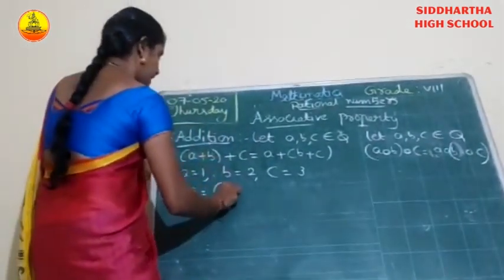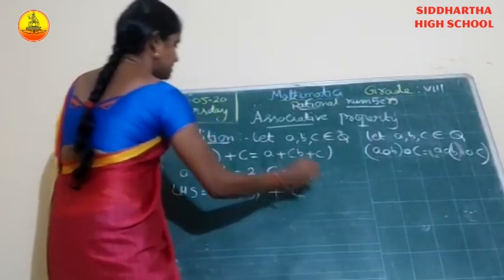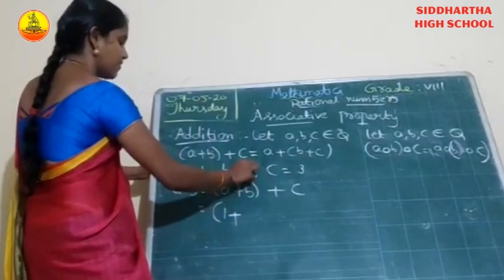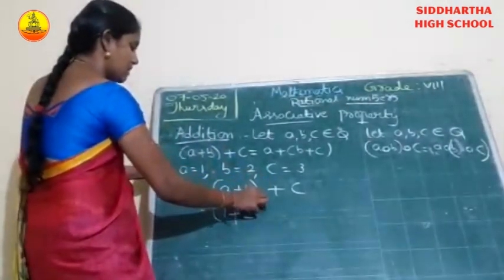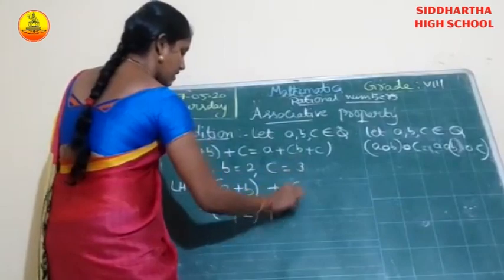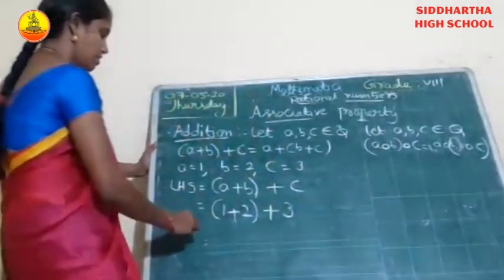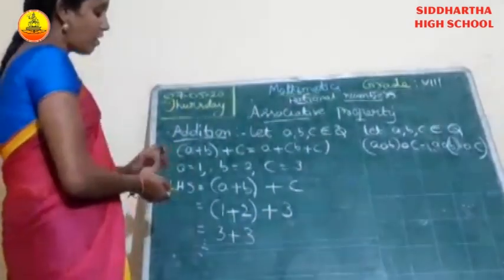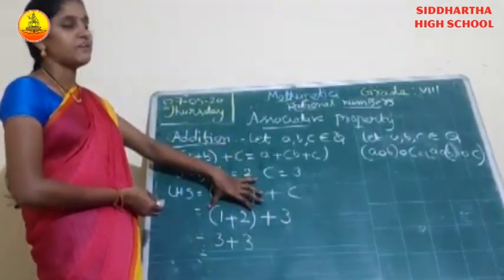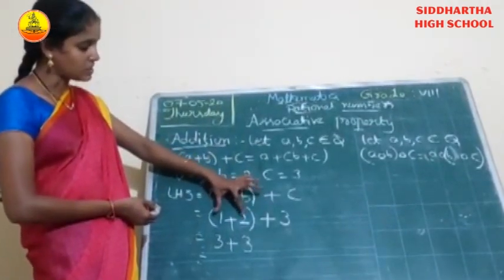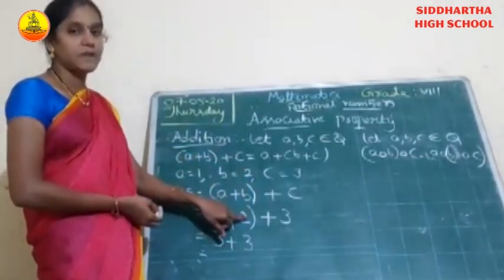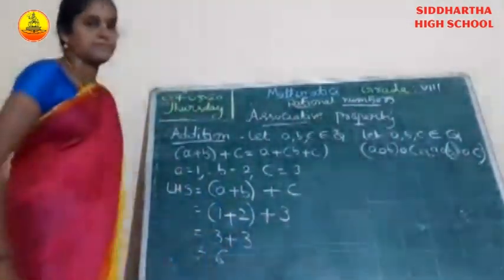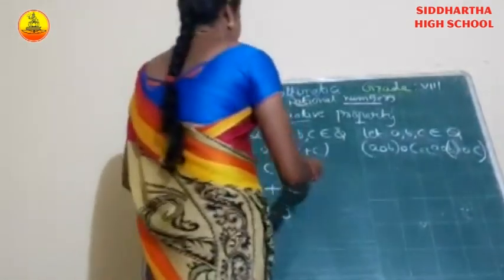What is LHS? (A plus B) plus C. A value how much? 1. Plus B value how much? 2. Close the bracket. Plus C value how much? 3. 1 plus 2 how much? 3. 3 plus 3 how much? First, according to the BODMAS rule, we have to solve the bracket first. What is the bracket here? 1 plus 2 is in the bracket. So I have to solve the bracket first. 1 plus 2 how much? 3. Plus 3. 3 plus 3 how much? 6.